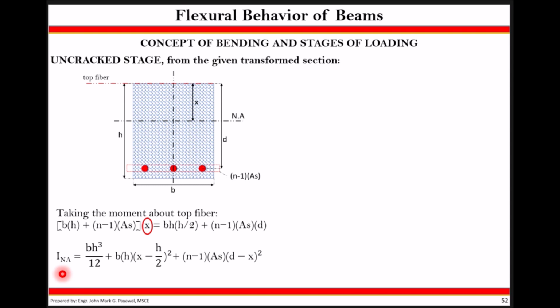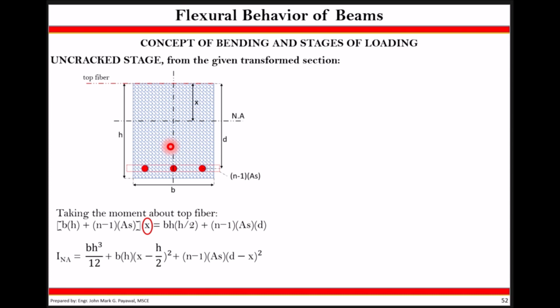What's I and A? I and A is the inertia at the neutral axis, which is equal to base multiplied by height cubed over 12, plus BH multiplied by X minus H over 2 quantity squared, plus N minus 1 multiplied by AS multiplied by d minus X quantity squared. So what is this equation? This is the total inertia of my transformed section.